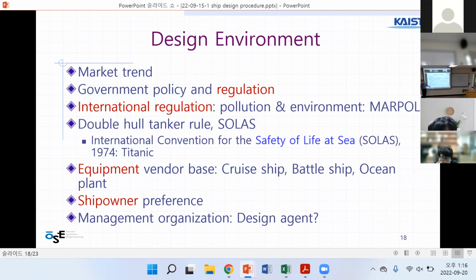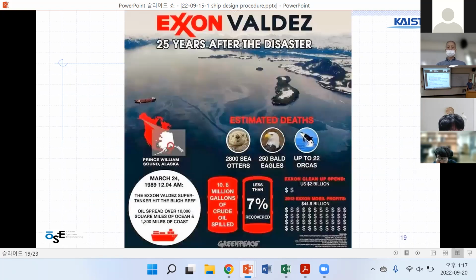Ship owner preference. As an owner myself, I like to have a wooden home rather than a brick home. A wooden home is better for me. That is my personal preference. That is important. Who has the money? Management organization, who will be the designer or company?